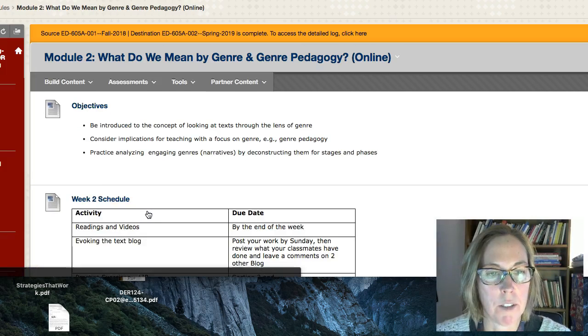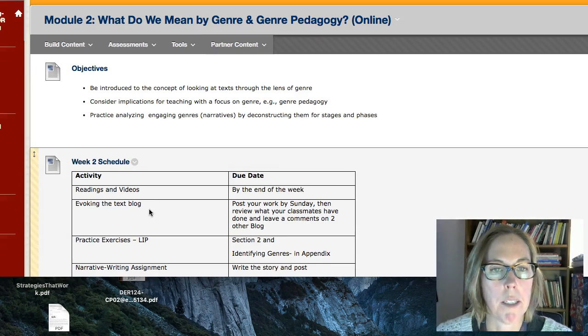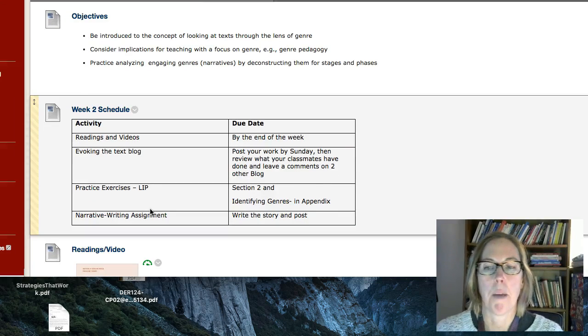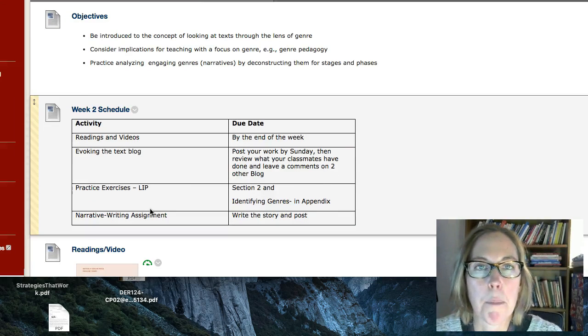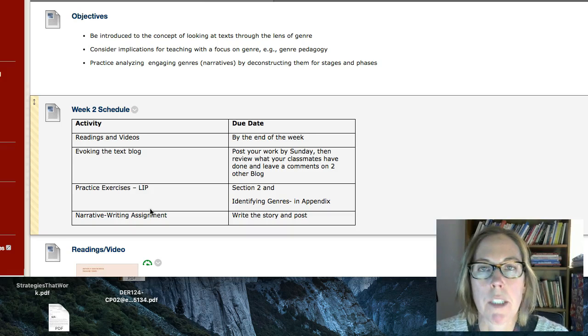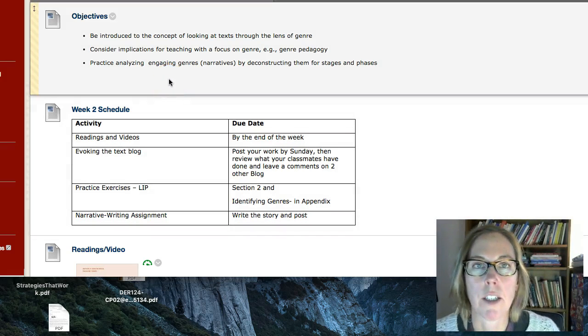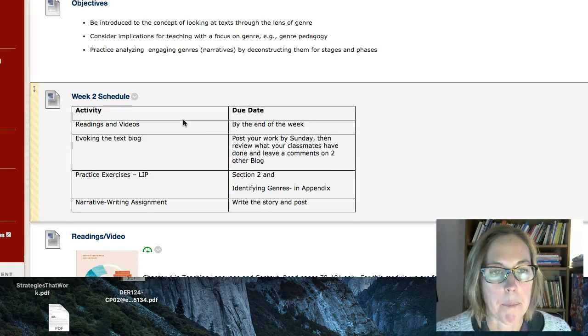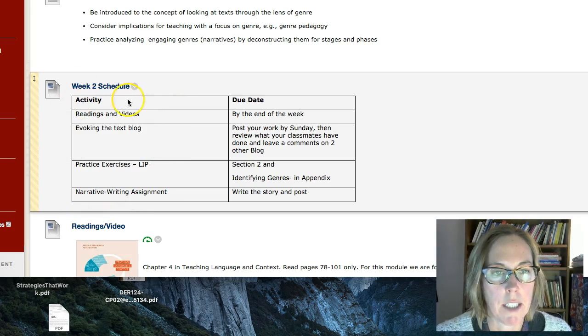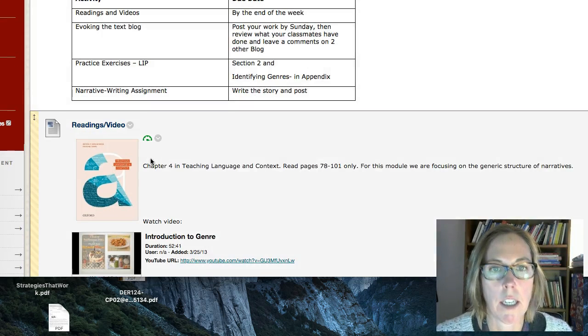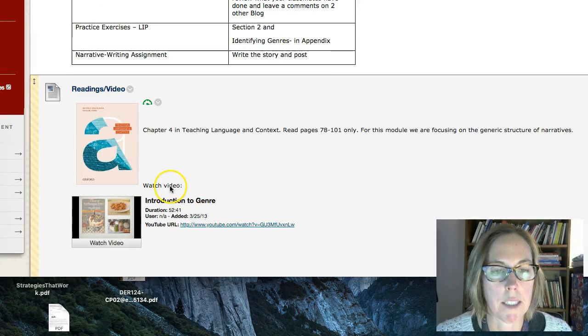Okay, so you might have already had a look because it's been open, but basically we're going to unpack genre a little bit more, and we're going to do that in a number of different ways. We're going to do it by starting some analysis of genres, and we're also going to do this by writing and thinking about our own narrative genre. And then there's a really good teaching implication that you're going to do for genre as well. So these are the activities, and I'll go through those. And I will talk about the deadlines after.